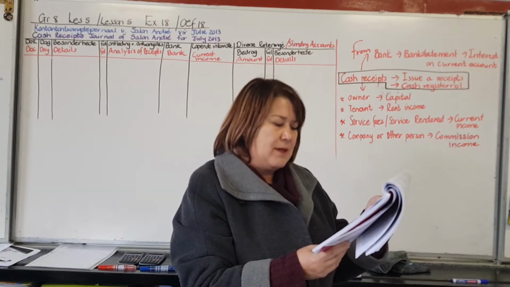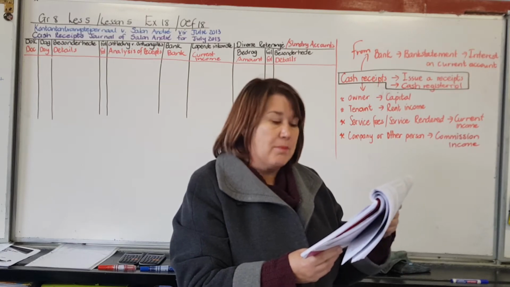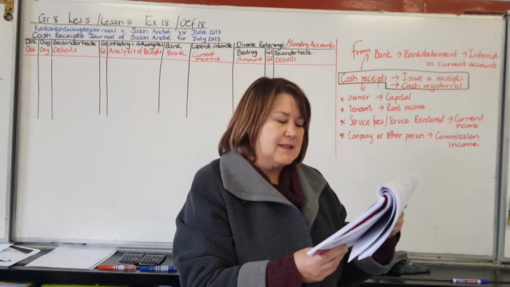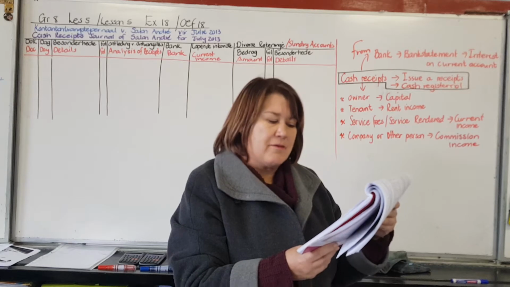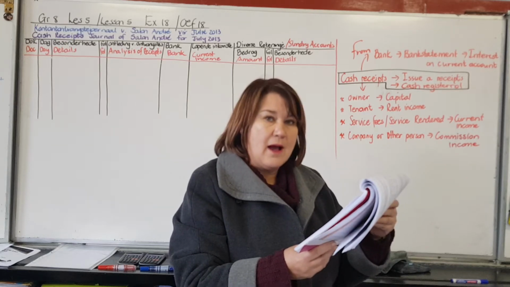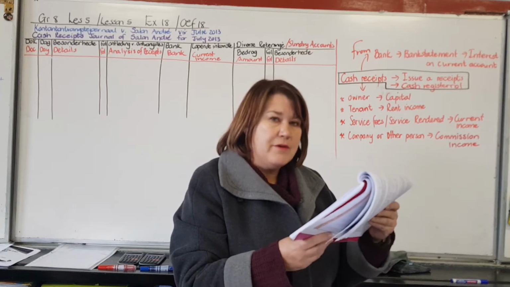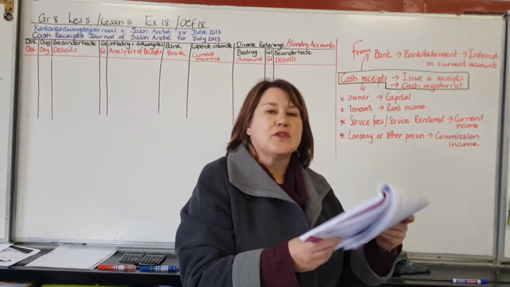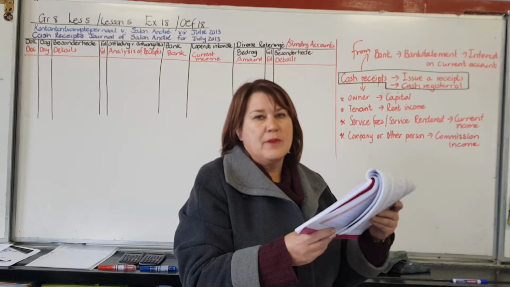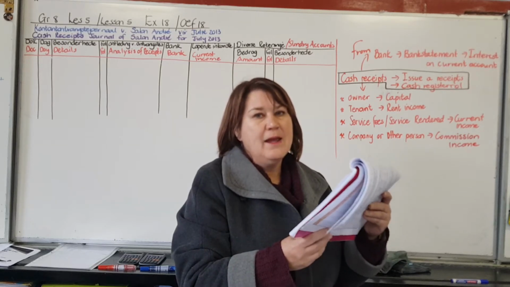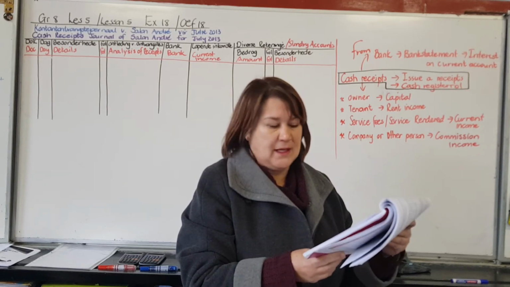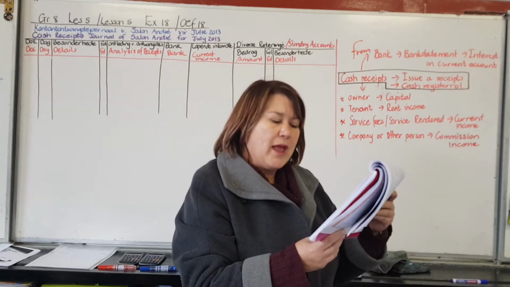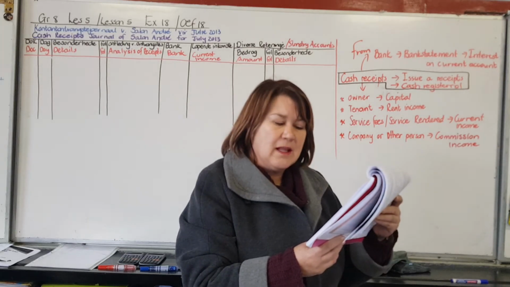commenced business by depositing 700,000 directly into the current bank account. Your current bank account is your check account. Every business, when they start a business, the owner needs to open a check account, a current account. And then we issued receipt number 1 to him.